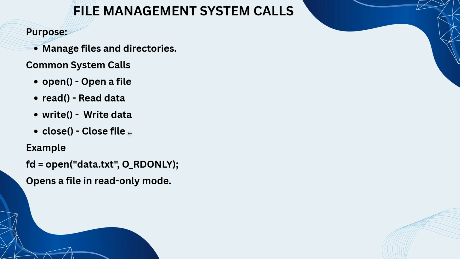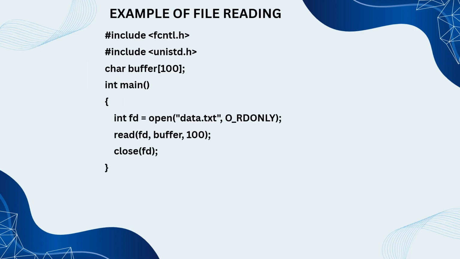Here is the example. File descriptor is equal to open(file name, read only mode). So it will open the file in read only mode. Here we use the open system call with the file name data text file. Then it reads the information and stores it into the memory location buffer, up to 100 bytes. Then finally we are closing the file.